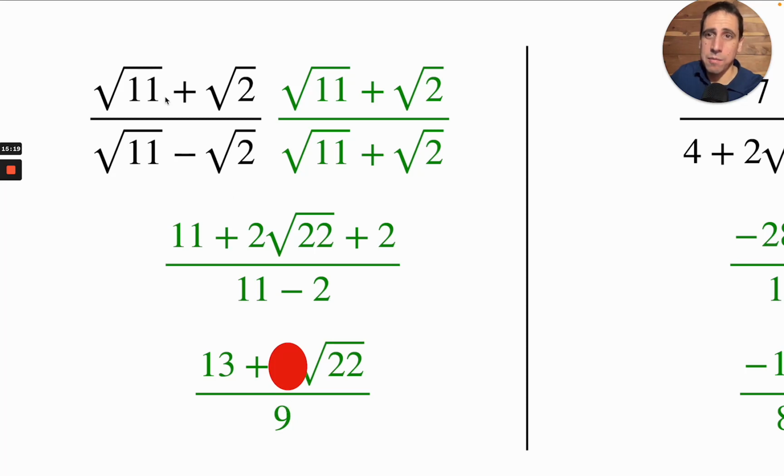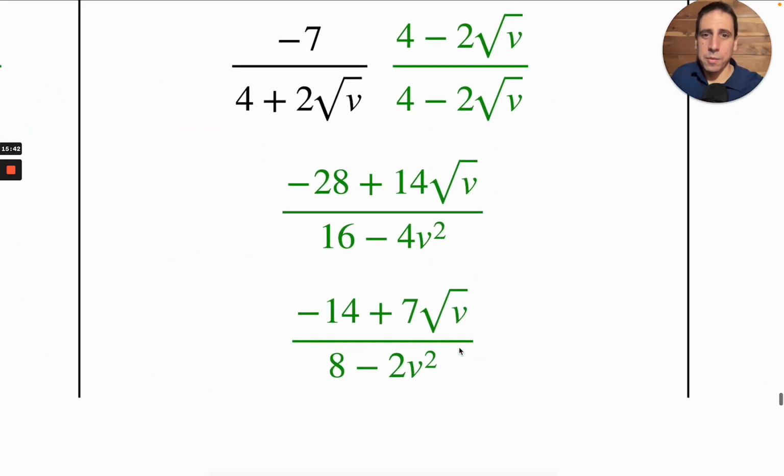This is a plus b times a plus b. That's going to be a squared plus 2ab plus b squared. And so therefore, adding the 11 and the 2 you get 13, and subtracting 11 minus 2 you get 9. And I want you to tell me what number is out here in front of the square root.